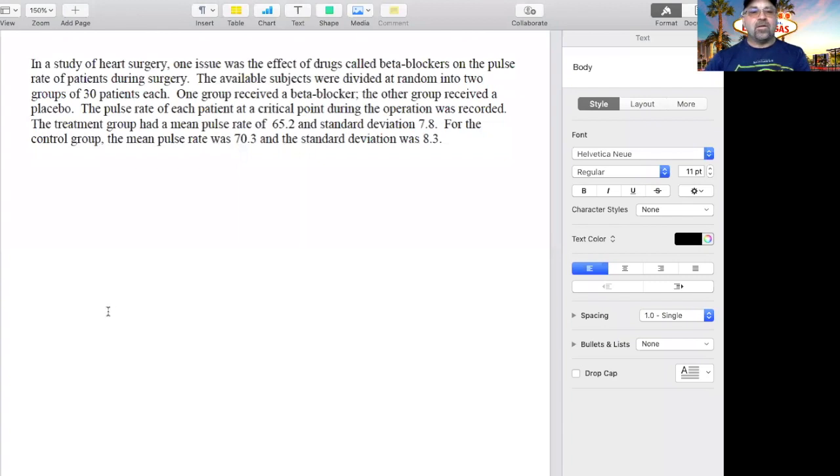So I have a scenario here, and we're going to take a look at it. In a study of heart surgery, they're testing something called beta blockers on the pulse rate of the patients during surgery. We have our subjects divided at random into two groups of 30 patients each, and one group gets the beta blocker, the other a placebo. We're going to check to see if there's a statistically significant difference between the two groups' pulse rates during the surgery. I'm going to start by checking my conditions.